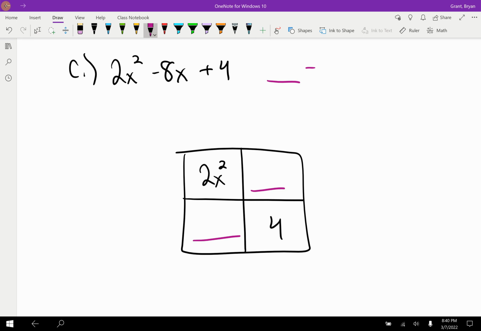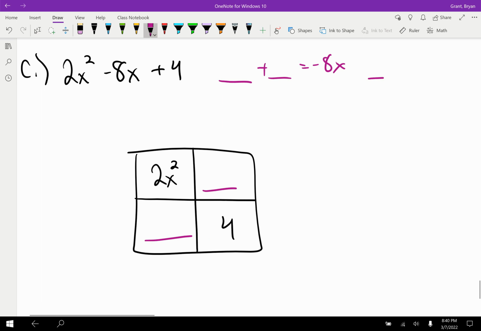We know that they are, of course, going to add to equal negative 8x, and they will multiply to equal 8x squared. Can you find anything that multiplies to make 8 and adds to make negative 8? Well, I think the only two things that multiply to make 8 are 1 and 8 and 2 and 4. And neither of these add to make 8. So as soon as you get those, I'm pretty convinced this isn't going to factor.